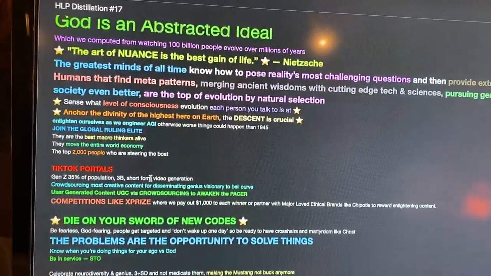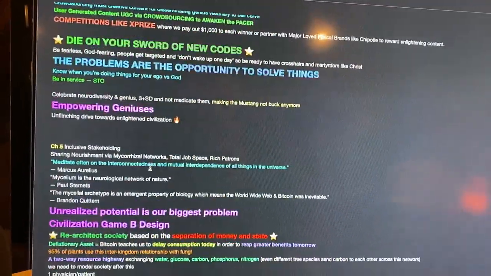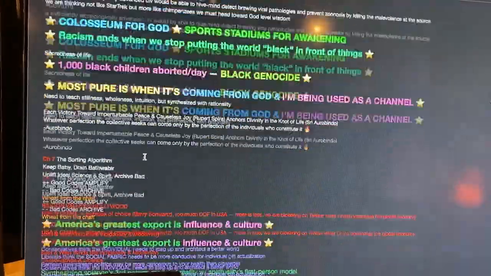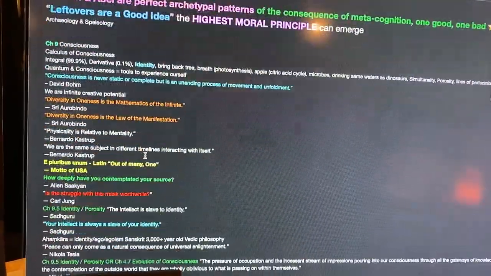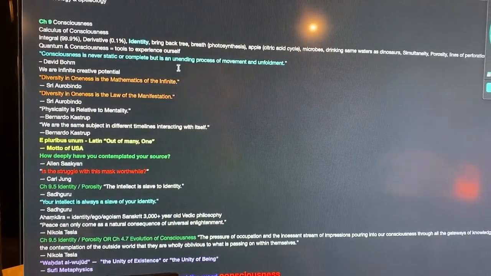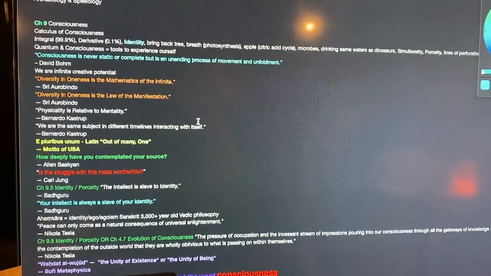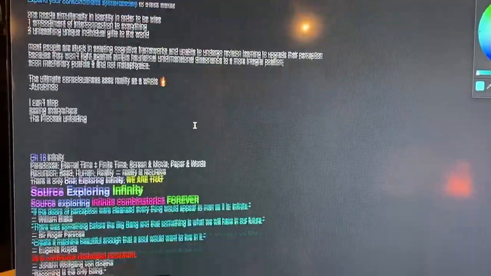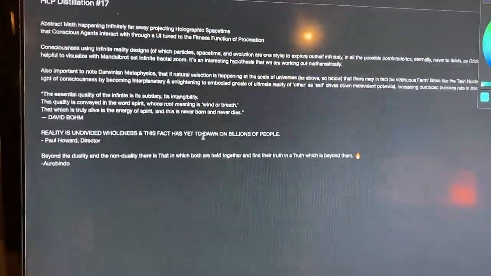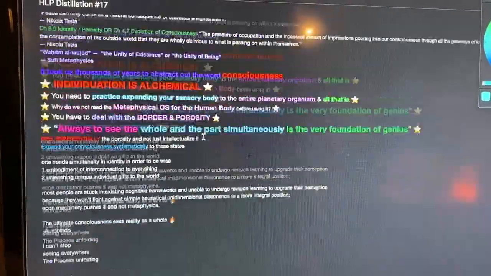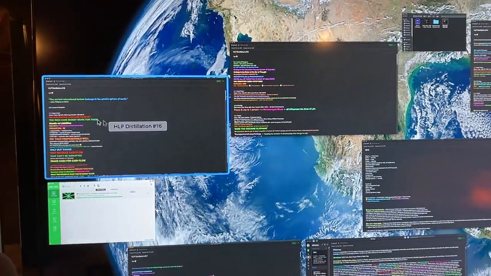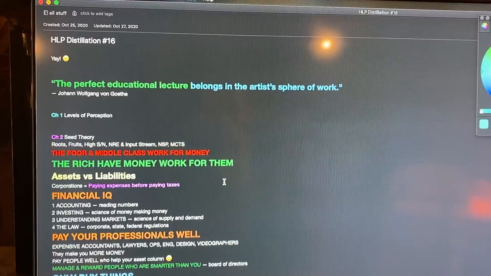But you know what's funny? You look at this and you're like, this is all the stuff you're trying to condense. Look, this is chapter 9, David Bohm's quote, "Consciousness is never static or complete, but is an unending process of movement and unfoldment." And you know what's so interesting is that even here you get to infinity, right? The last chapter, and you're like, wow, good, he made it all the way. And then you go and you're like, wait, that was just HLP distillation 17? And it's like, yeah, this is HLP distillation 16.